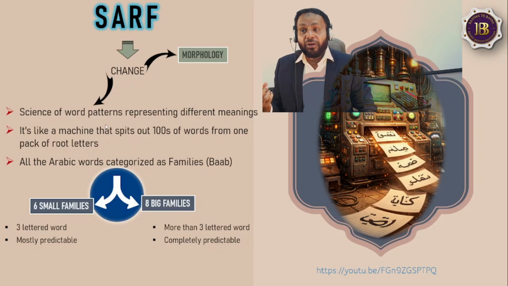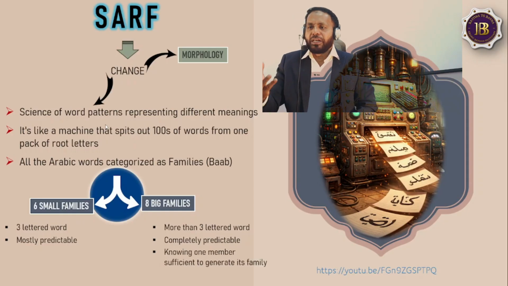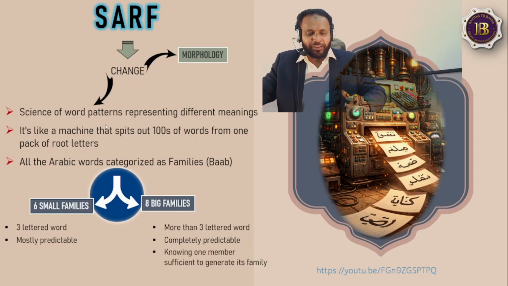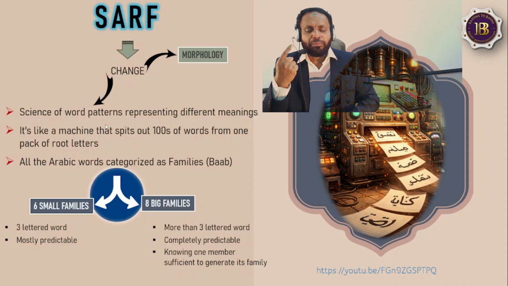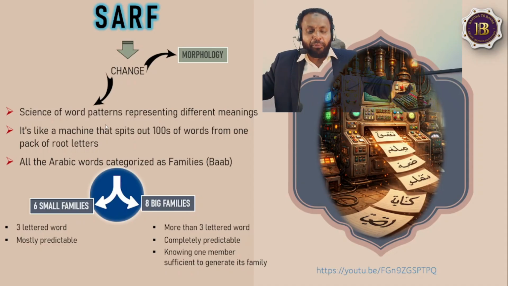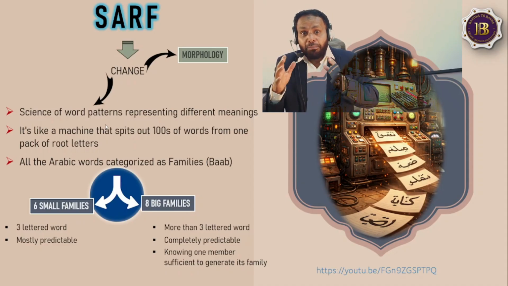This is what the technique of SARF is. Okay, these are completely predictable. Knowing one member is sufficient to generate its family. That's why I said, you just need to know one member. Tell me one member, I can create the remaining. So this is not mugging up.